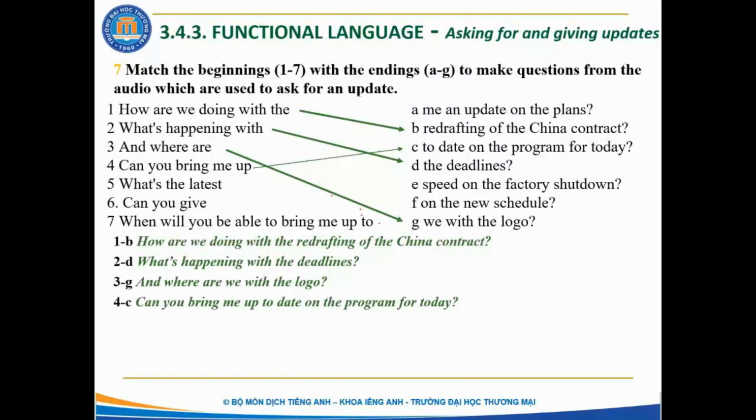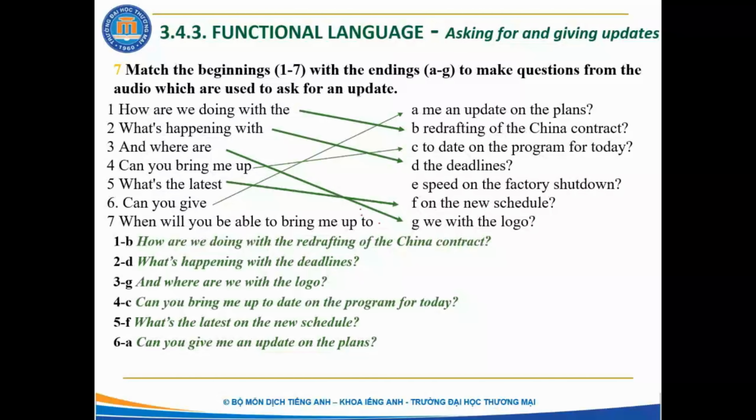Can you bring me up to date on the programme for today? Number 5, what's the latest on the new schedule? We match number 5 with F. And for number 6, so we match number 6 with A. Can you give me an update on the plans? And finally, number 7. When will you be able to bring me up to speed on the factory shutdown? Right, so we match number 7 with E.